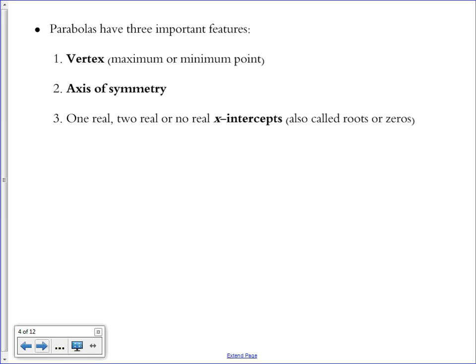Parabolas have three important features: a vertex that you need to be able to find and identify, an axis of symmetry that you need to be able to find, and then one real, two real, or no real x-intercepts. And those are sometimes also called the roots, or the zeros. It's a fancy way of saying, where does it cross the x-axis? You need to be able to identify that point.